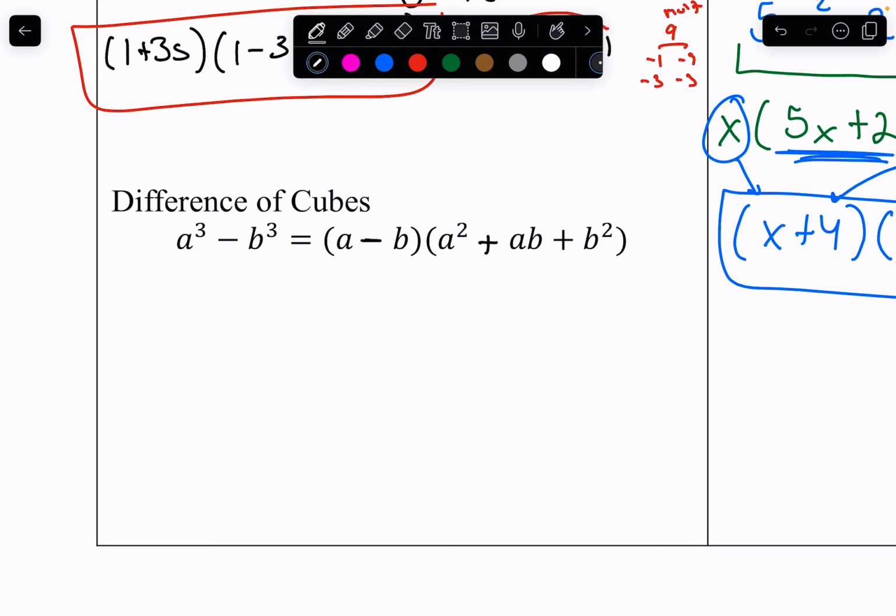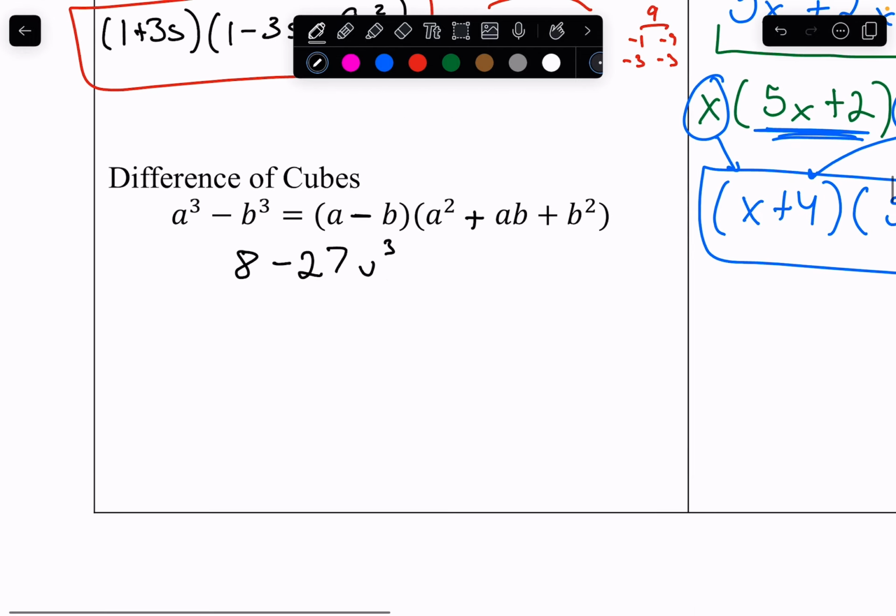Okay. So, our problem here is 8 minus 27v cubed. Now, how do I know this is a difference of cubes? Well, first you look for a GCF. Do we have a GCF here? No, we do not. And we have two terms that we can take the cube root of, okay? So that's what we're gonna go ahead and do here.